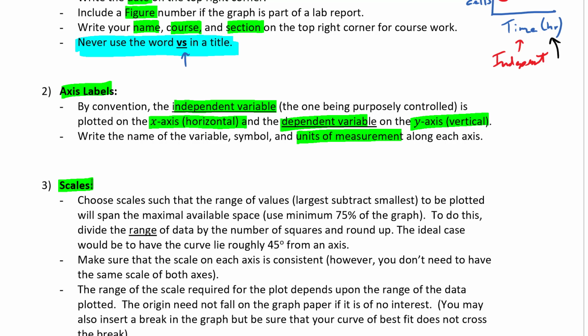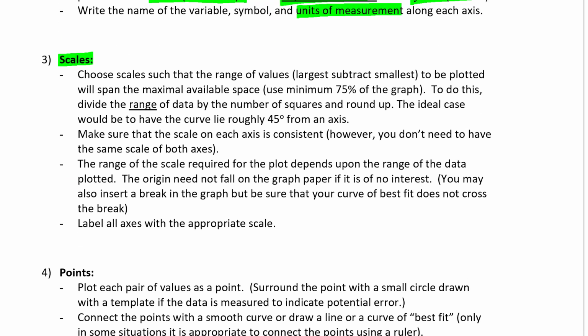What about scales? You want to choose a scale that gives you a range of values to use maximum space on the graph. As a usual rule of thumb, minimum 75% of the graph should be showing your line. To do this, find the range. To determine the range, we take the maximum value, we subtract the minimum value. This is your range. We then divide this range by the number of squares you have and round up. This would be a good way to maximize the amount of space you use in your graph.